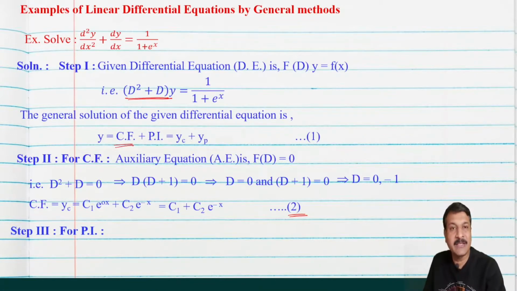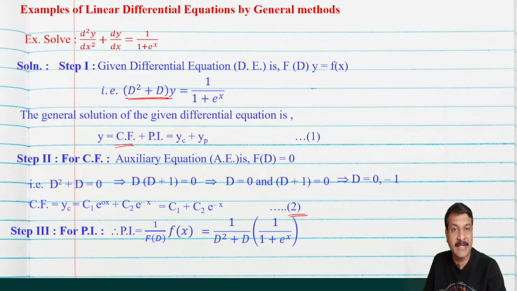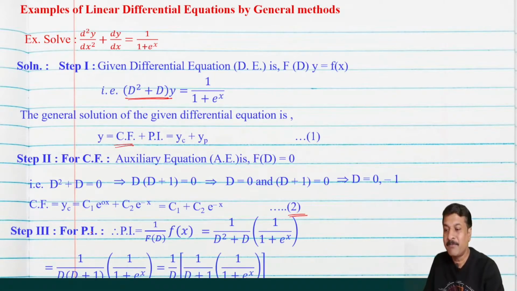So step number 3, to find PI, we can write PI, that is yp, equal to 1 upon f of d operating on f of x. So what is it? 1 upon d square plus d operating on 1 upon 1 plus e raised to x. Here, instead of partial fractions, I am using one by one. How? Here 1 upon d I will take outside, and only 1 upon d plus 1 operates on this f of x. So what am I getting here? 1 upon d plus 1 operating on 1 upon 1 plus e raised to x.